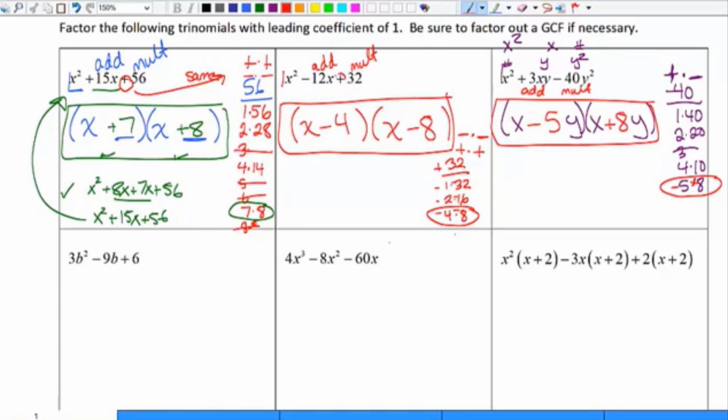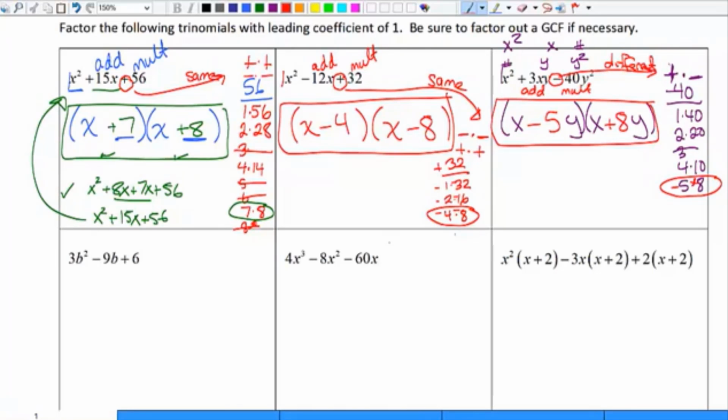On the second problem, very similar. We have a positive 32. What were my signs? Well, either positive positive or negative negative, but my signs were going to have to be the same. Now on the third one, my sign was negative on the third term. When there's a negative product, the signs have to be different. That's the biggest key to dealing with your signs.